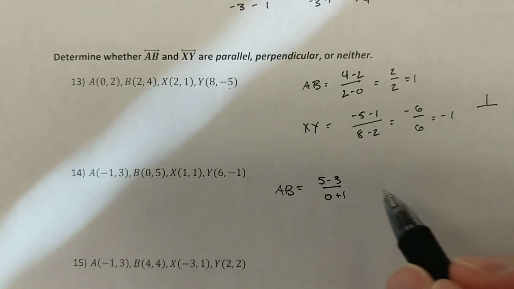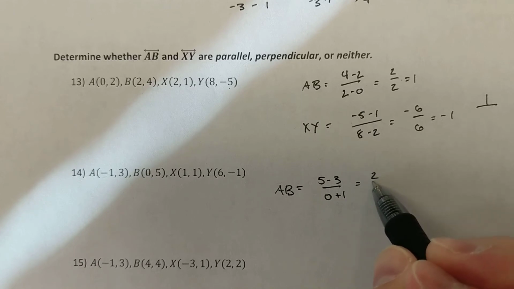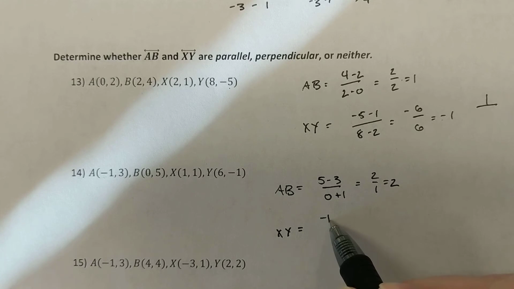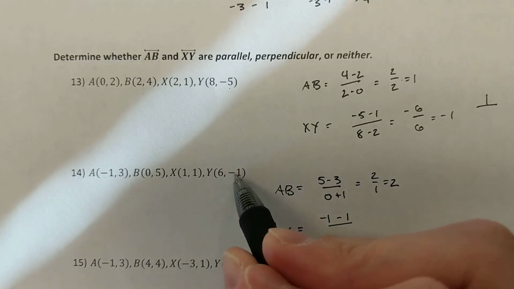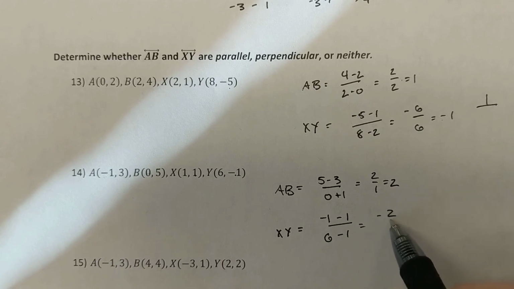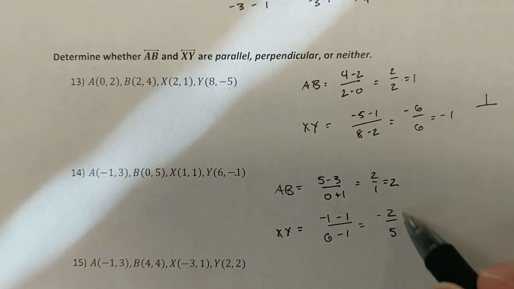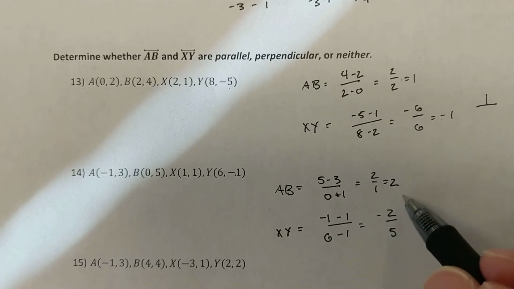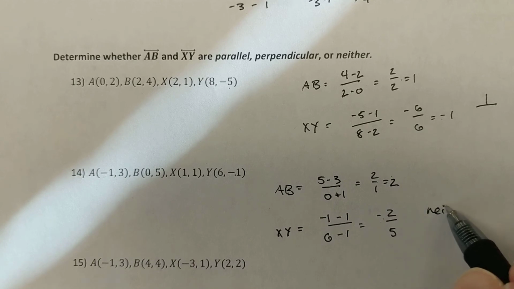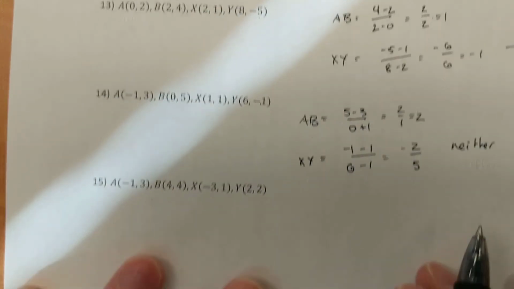All right, so for 14, AB is 5 minus 3 over 0 plus 1, because it's 0 minus negative 1. So that is 2 over 1, or 2. XY is negative 1 minus 1, over 6 minus 1. So that's negative 2 over 5. So these are not the same number. They're also not, they are opposites, positive and negative, but they're not reciprocals. So this one is neither.